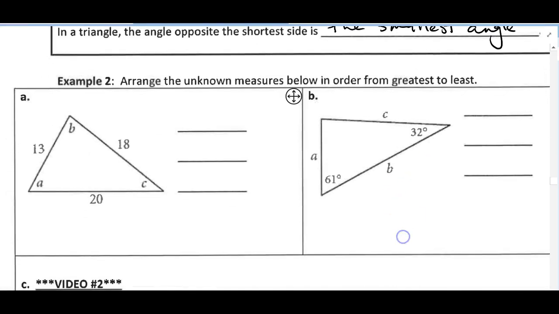So let's arrange the unknown measures below in order from greatest to least. This is important because sometimes the directions want it from least to greatest. So carefully read the directions so you know how to order your list. So we want to go greatest to least.